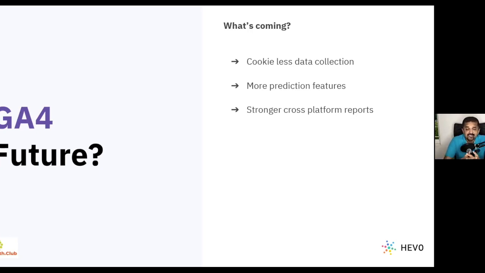Prediction features is something I expect, even more predictive analytics from Google Analytics 4 in the near future, probably in a quarter or so, and stronger cross-platform analytics. If you're using app and web both, or app as well as offline transaction metrics, Google Analytics 4 is going to be considerably more prominent and considerably more robust than Universal Analytics.